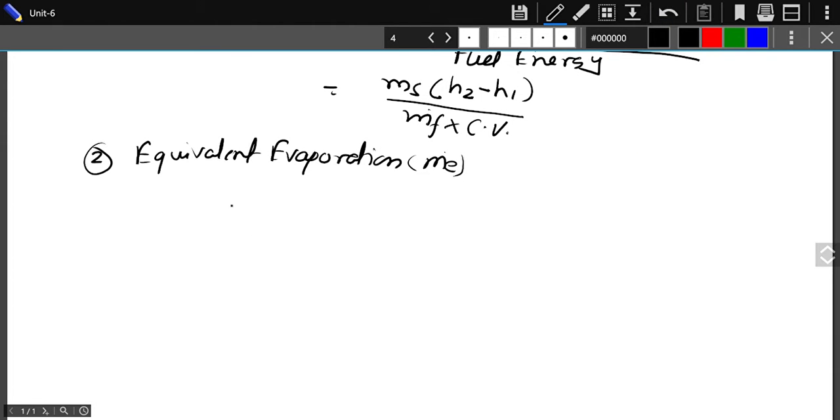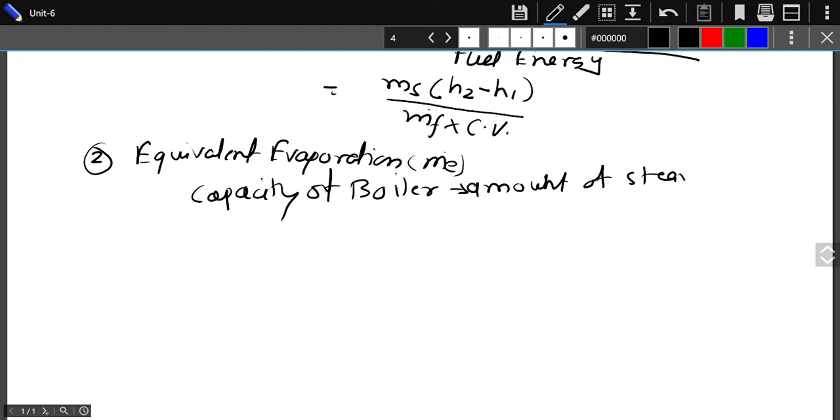Capacity of the boiler is written in terms of what? It is the amount of the steam generated, or you can say the amount of water evaporated. So what should be its unit? Its unit is kg per hour generally. Means how much amount of steam you are generating in one hour, that is the unit.